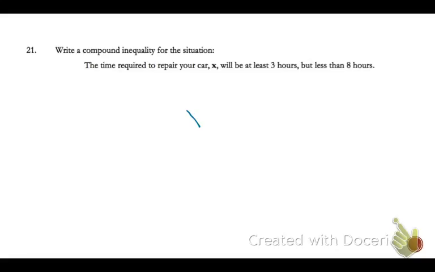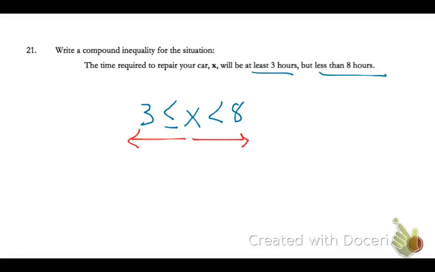So we'll put x in the middle. We want to show less than 8 hours, and at least, so that means greater than or equal to 3. Remember, with a compound inequality with a variable in the middle, we read from that variable. So we say x is less than 8, and then we read right to left here. So x is greater than or equal to 3.